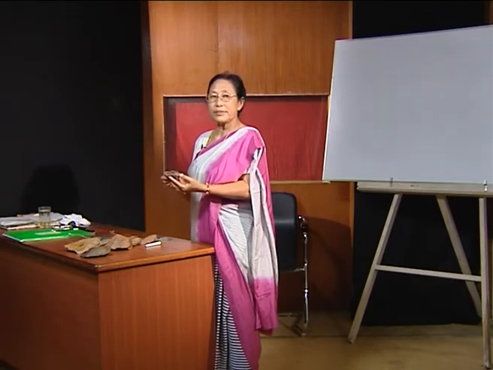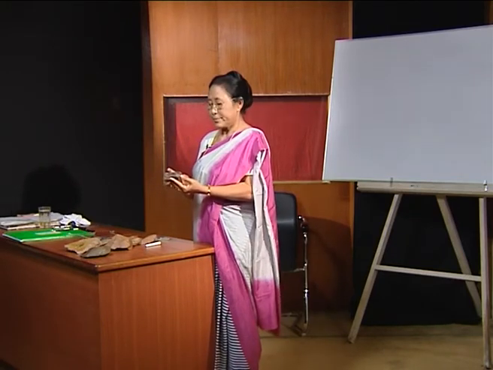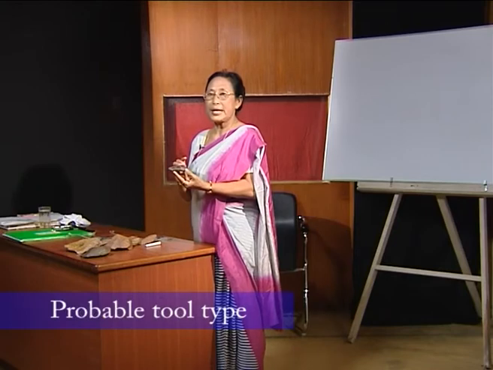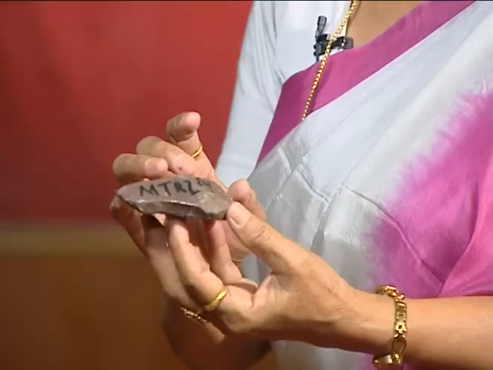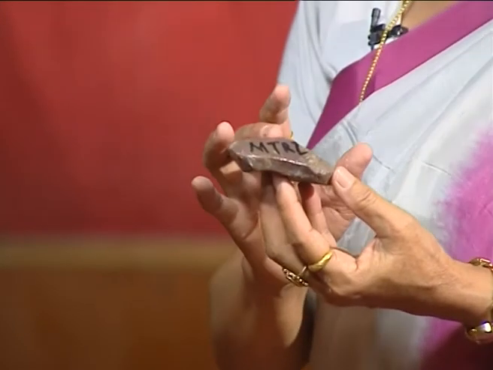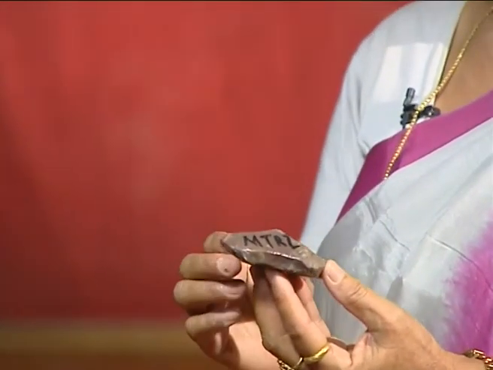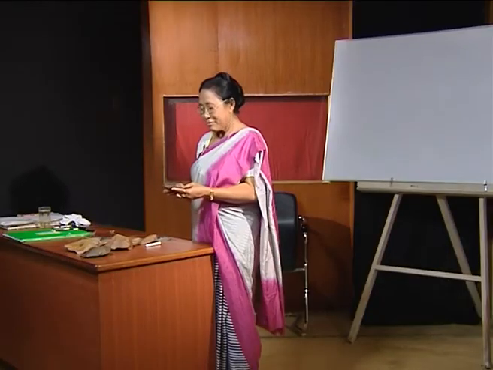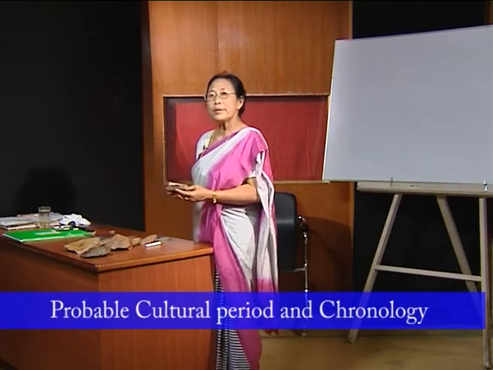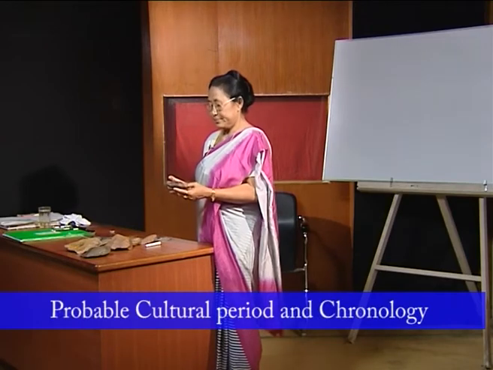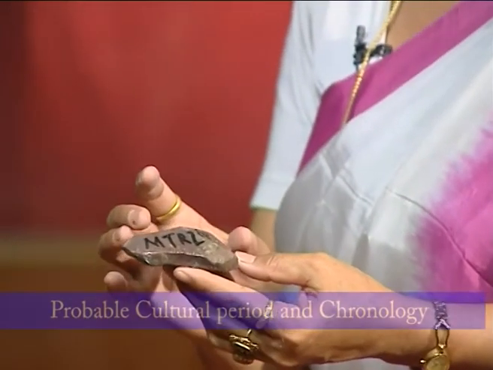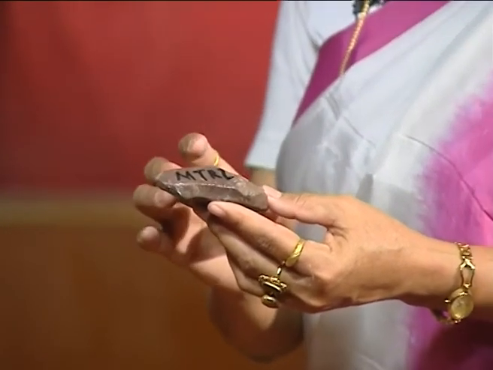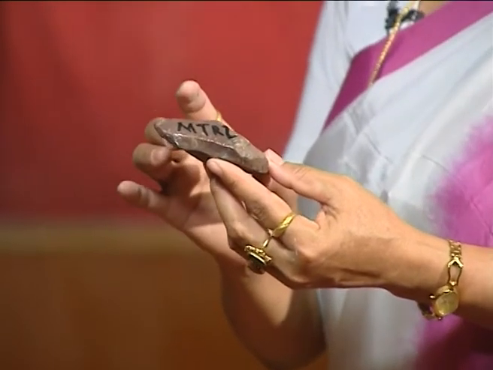Then let's come to the 7th point, that is probable tool type. From the shape, size, and nature of the manufacturing technique, the given specimen is identified as borer cum scraper. Now let's come to the 8th point, probable cultural period and chronology. Culturally, this tool belongs to Middle Paleolithic cultural phase, and chronologically belongs to Upper Pleistocene.